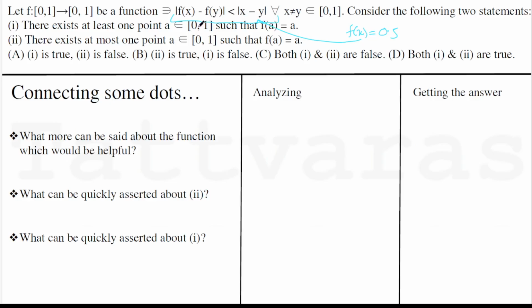Of course it does, because f(x) and f(y) for any different x and y are going to be the same. So this cancels out to be 0. And because x and y are different, this is a positive quantity. 0 is always less than a positive quantity. So the condition is satisfied.